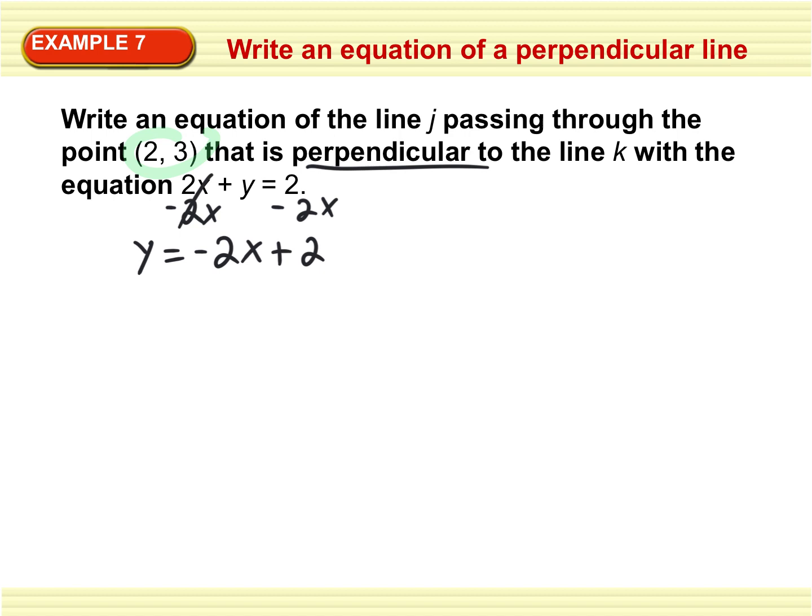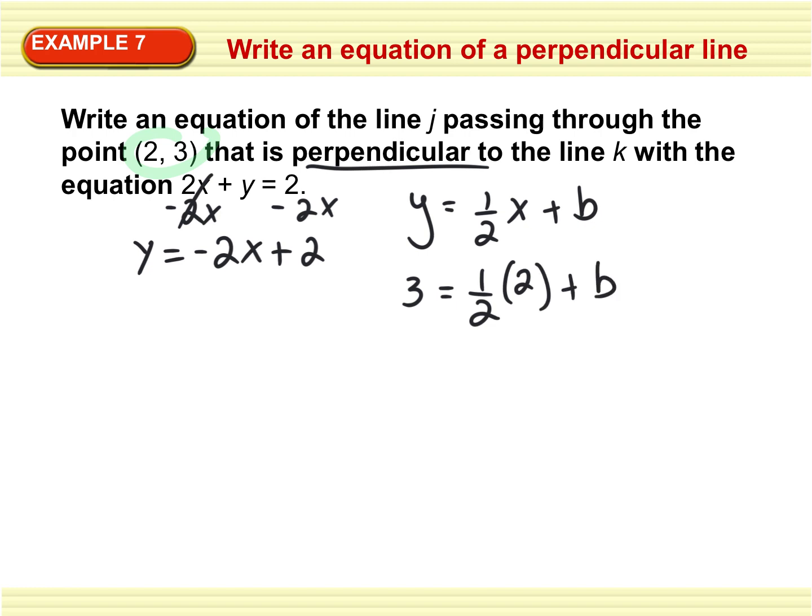So for our perpendicular line, it would be the negative reciprocal, so it would be 1/2 x plus b. Again, we're going to plug those points in for y and x respectively. So it's going to be 3 equals 1/2 times 2 plus b. We're going to get 2 over 2, so that's just going to simplify to 1 plus b. We're going to subtract the 1 on both sides, and I get 2 is equal to b.